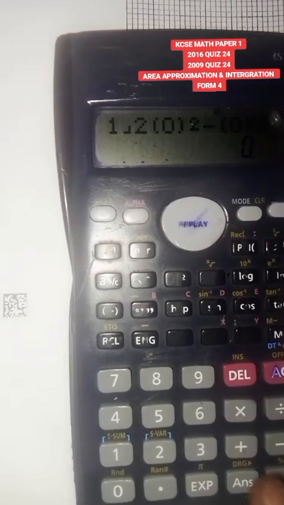Then the first value you've been given, the range is 0. Now this range here is very important, 0 to 6. When you're drawing your table, you make sure that the range is as indicated, 0 to 6. So we have here 0 to 6. If I substitute in the equation, I'll have 0 squared minus 0, then plus 3. So the first answer here is 3.